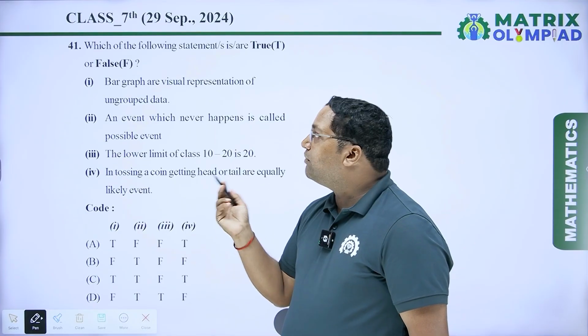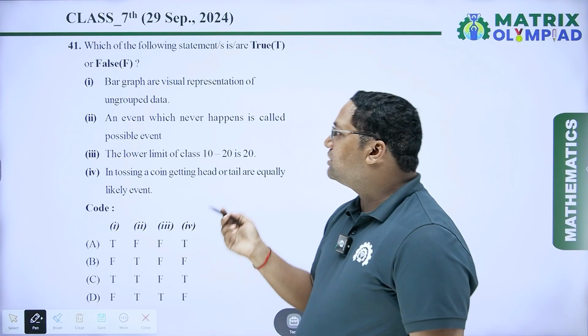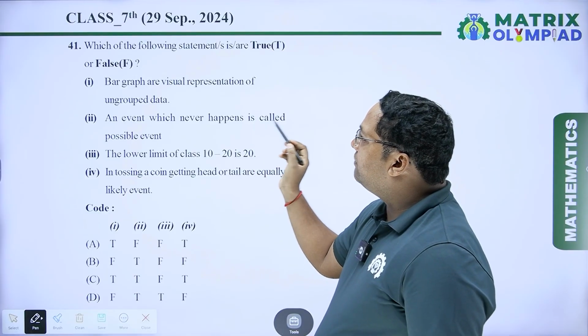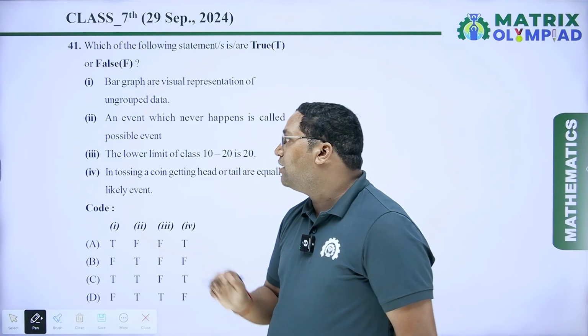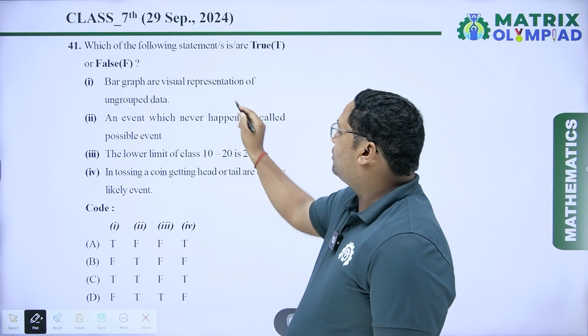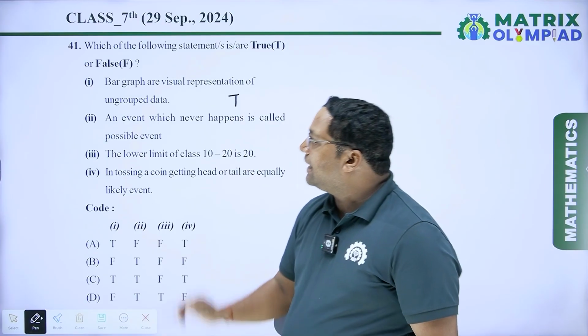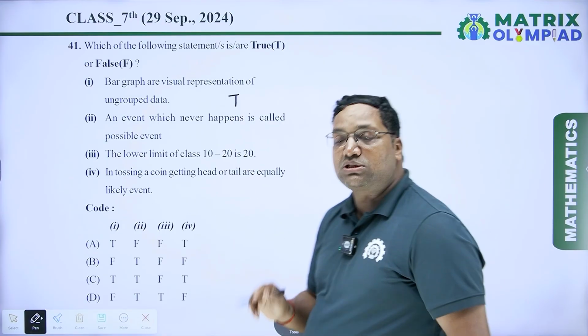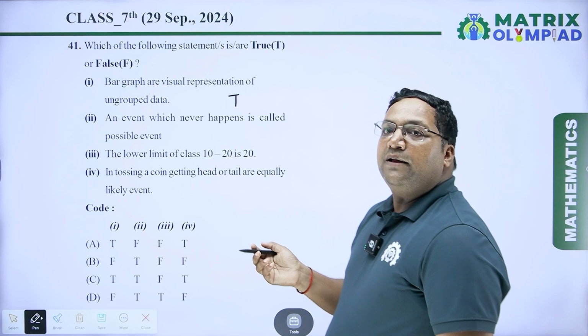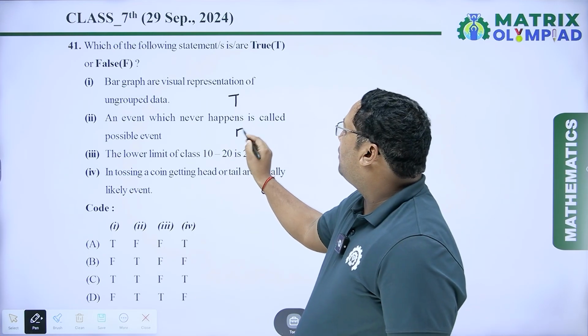So question number 41, it is true and false. Bar graphs are a visual representation of ungrouped data. So it is a true statement. Next, an event which never happens is called a possible event. No, it is called an impossible event. So it is a false statement.